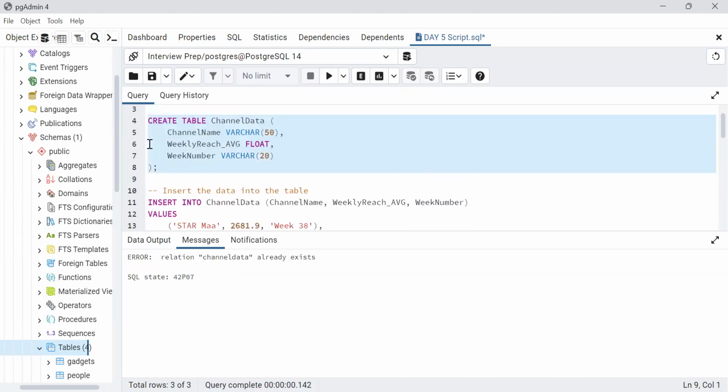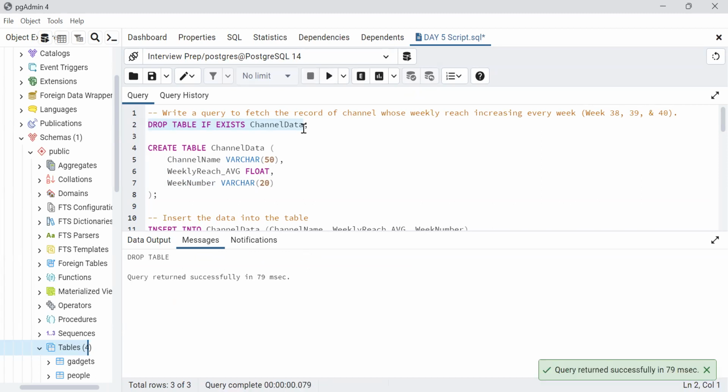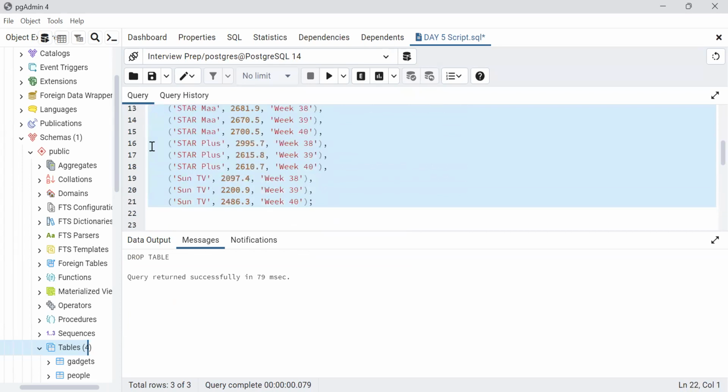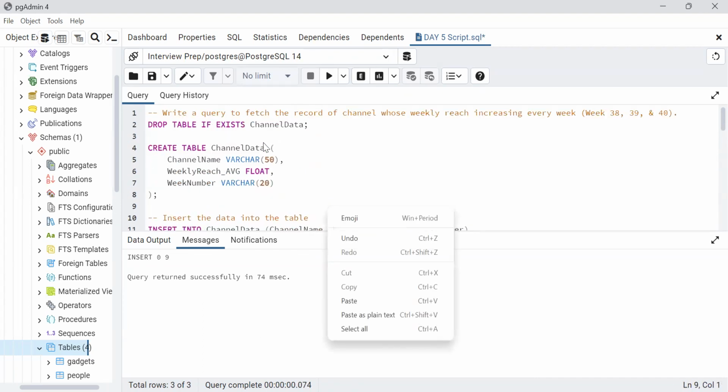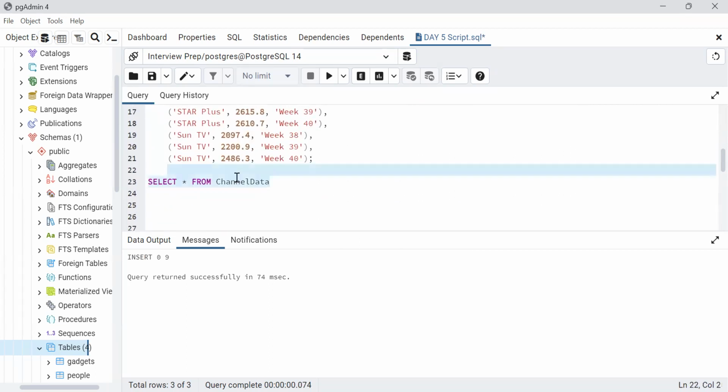Okay, let me just run this drop channel first. Now let me run this. Okay, let us see the data. So let's start from channel data.